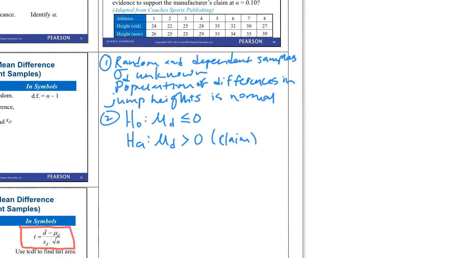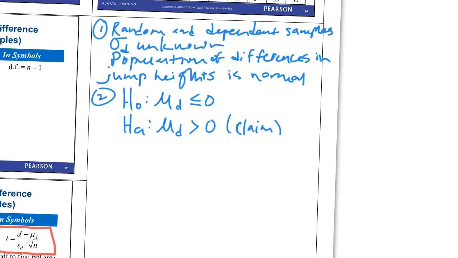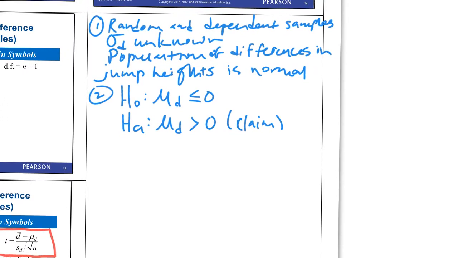Step 3 is to put in the alpha level for the test. It's 0.10. Step 4, the degrees of freedom. Back to the simple scenario of there are 8 pairs of values minus 1, so we'll have 7 degrees of freedom.